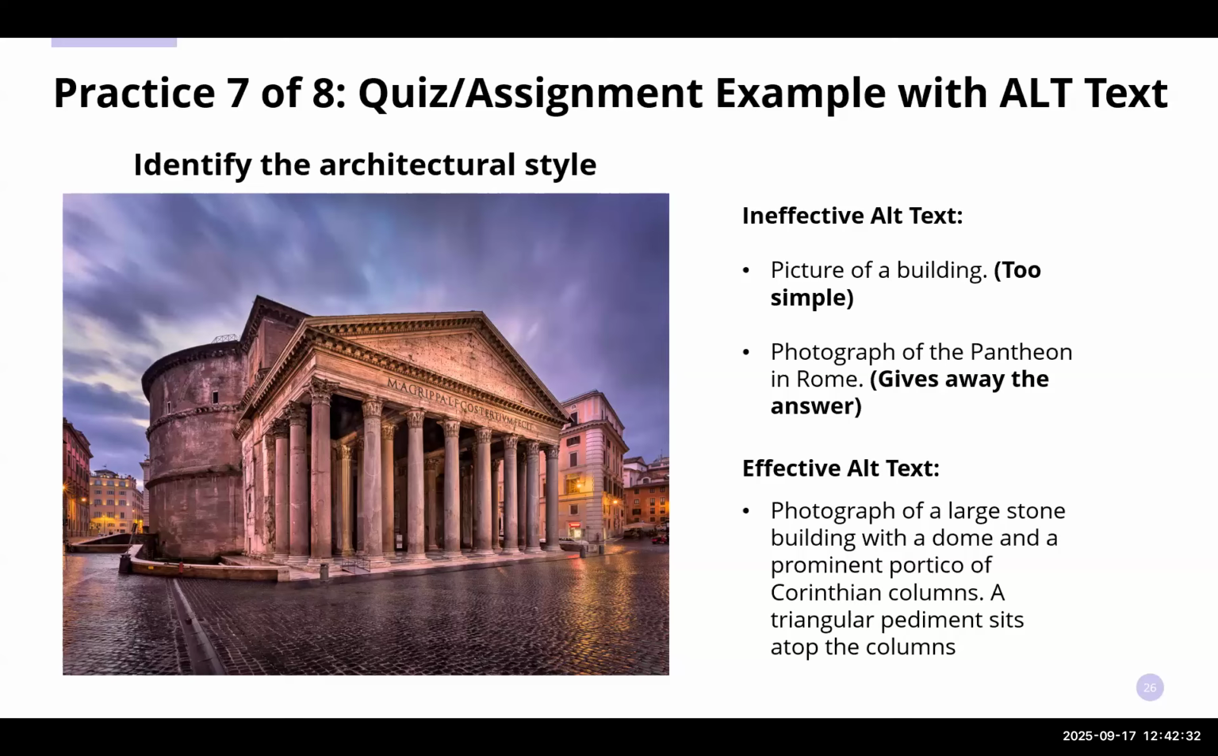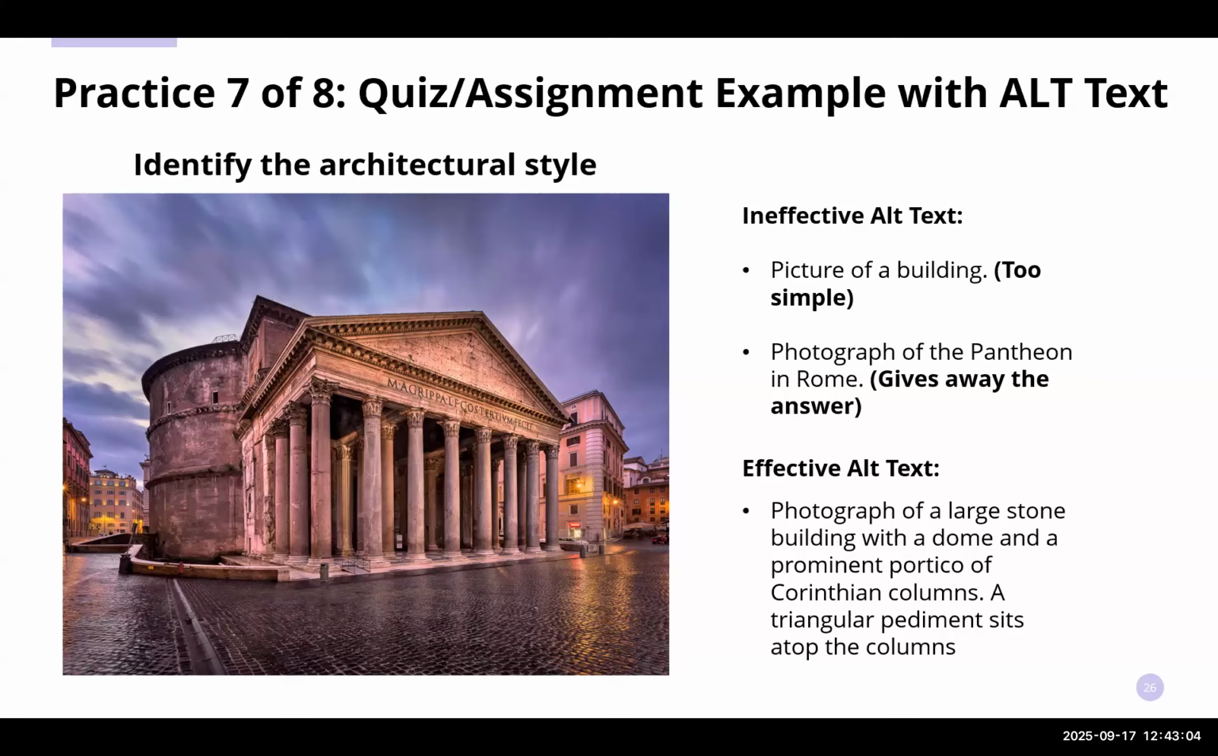This version works well because it points out key architectural features, gives enough visual details for the student to make an informed judgment, and avoids identifying the building directly. And that's the balance to aim for, especially in assessment alt text. That is, to support understanding without doing the work for the learner.